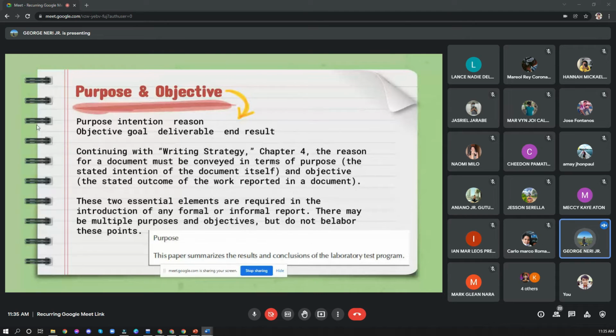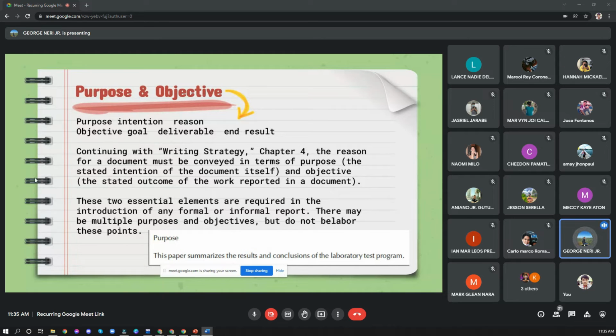So, purpose and objective. Purpose: intention, reason. Objective: goals, deliverable, and result. Continuing with writing strategy, chapter 4: the reason for a document must be conveyed in terms of the purpose, the stated intention of the document itself, and the objective, the stated outcome of the work reported in the document.